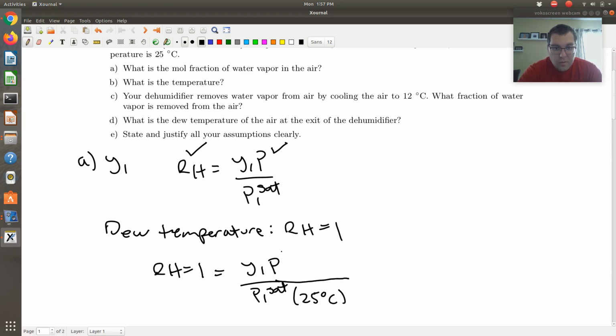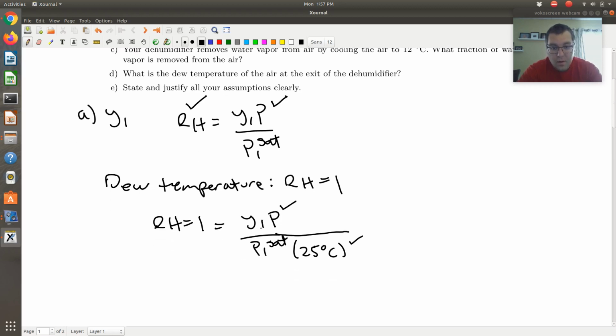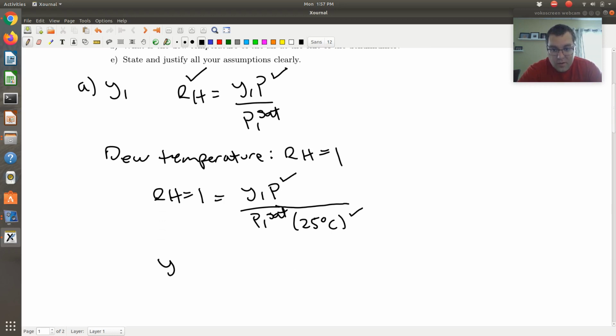So from the problem statement, we know P is given, and our dew temperature is 25 degrees C, which means at 25 degrees C we have a relative humidity of 1. Once I know 25 degrees C, that allows me to calculate P1 sat, so all that's left is Y1, so I can solve for Y1. So in A, Y1 would be equal to the vapor pressure at 25 degrees C, which is the dew temperature of my system, divided by P, which we're given.